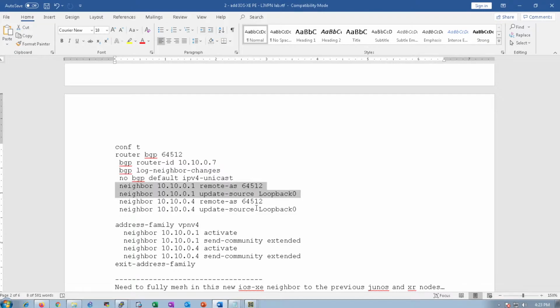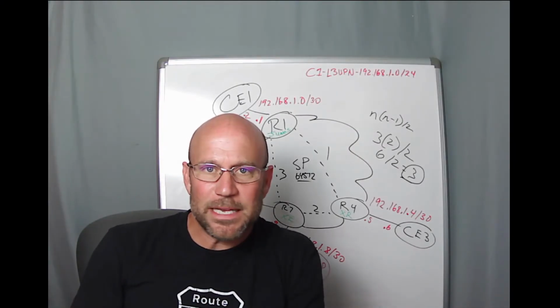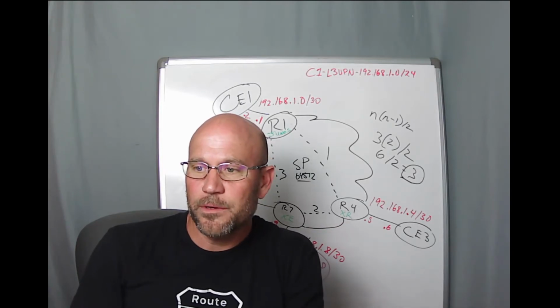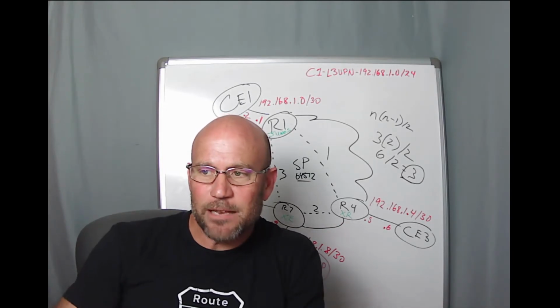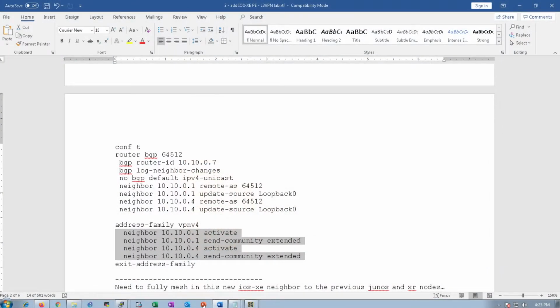You need to globally configure your neighbors. Here we are in router 7, the IOS XE box. We've got a neighbor back to router 1, and a neighbor back to router 4. Then you drop into the VPNv4 address family, and you have to activate those neighbors as well, and you have to send the extended community attribute. The extended community attribute is absolutely the route target. So that's pretty much it for the foundational configuration for multi-protocol BGP. Let's put that in place.